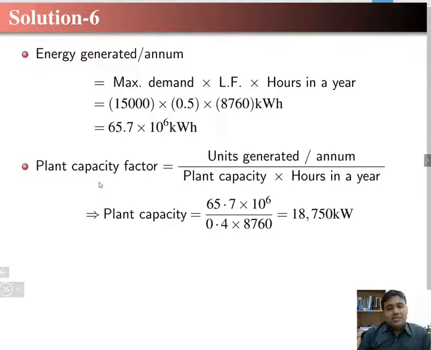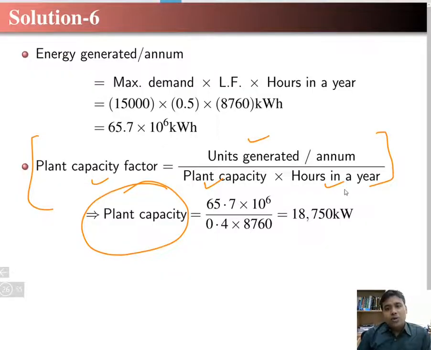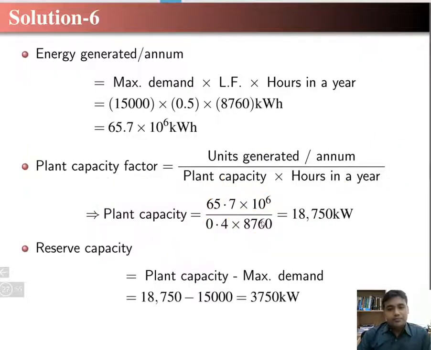So plant capacity factor, you know, is energy generated per annum divided by plant capacity into hours of operation. So plant capacity you can easily obtain using this formula. It comes to be 18,750 because the energy generated is 65.7 into 10 to the power 6, plant capacity factor is 0.4 and hours is 8760.